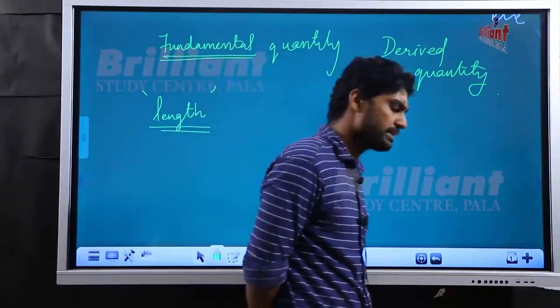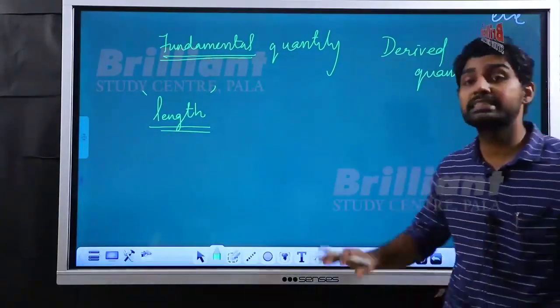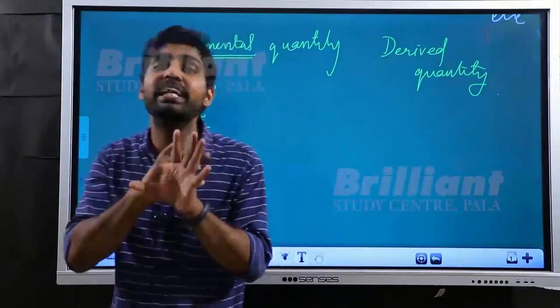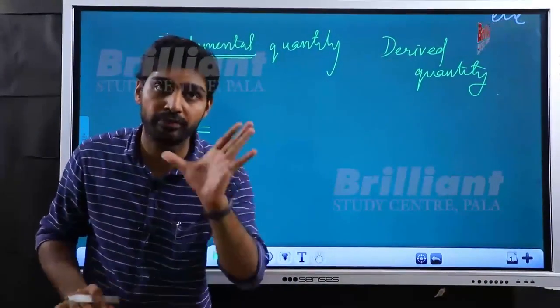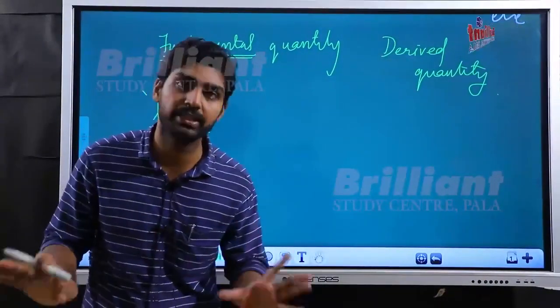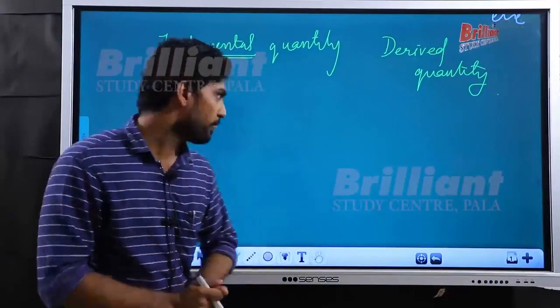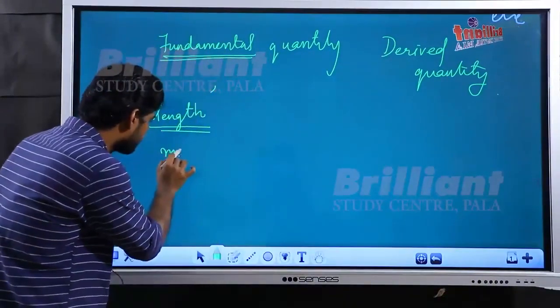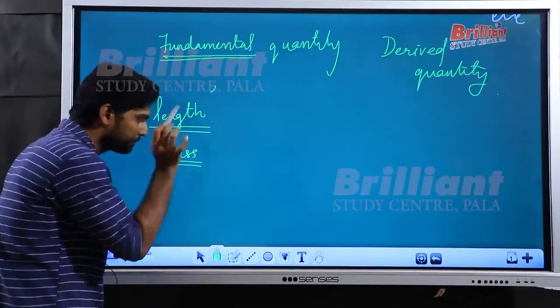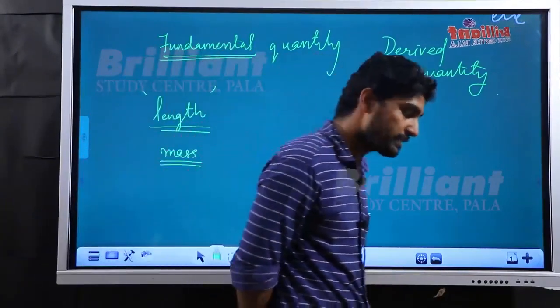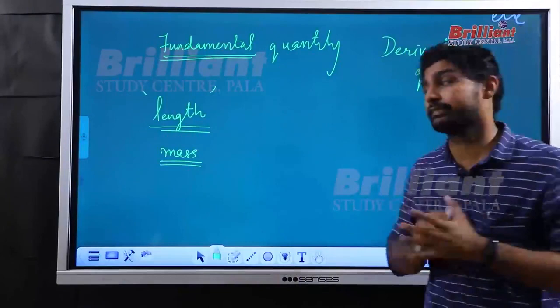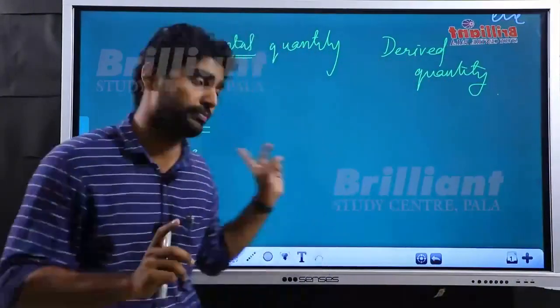Length is a fundamental physical quantity that doesn't depend on any other quantity. We don't need any other quantity, or the help of any other quantity, to define length. Another one is mass. Mass is another fundamental quantity. We don't need any other quantity to define that.